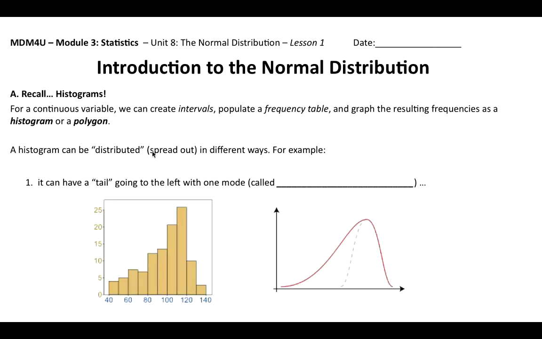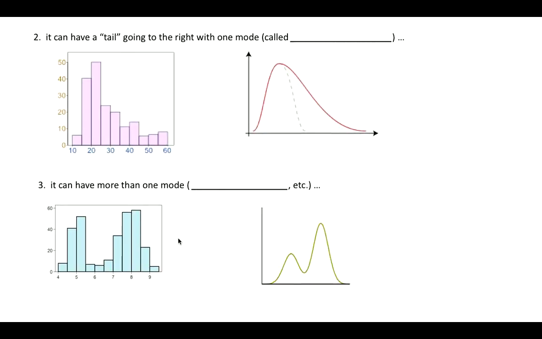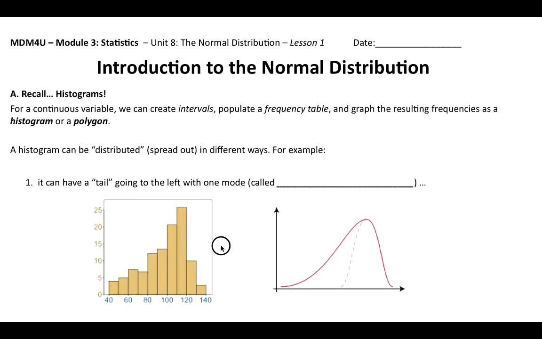Okay, so first of all, if you've got sort of a tail heading out towards the left and you've got your data pushed over to the right, we call that a negative skew. So that you've got this tail of low numbers that are far to the left of your median value.